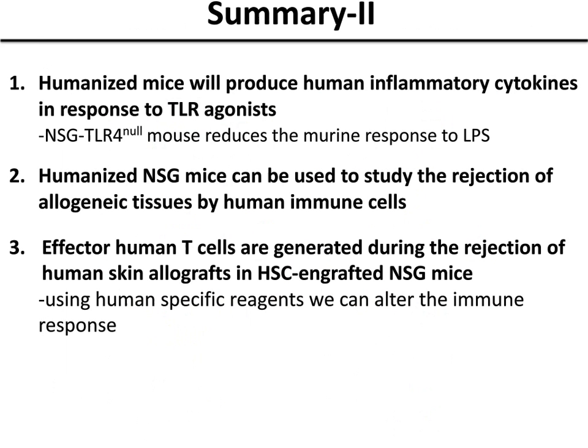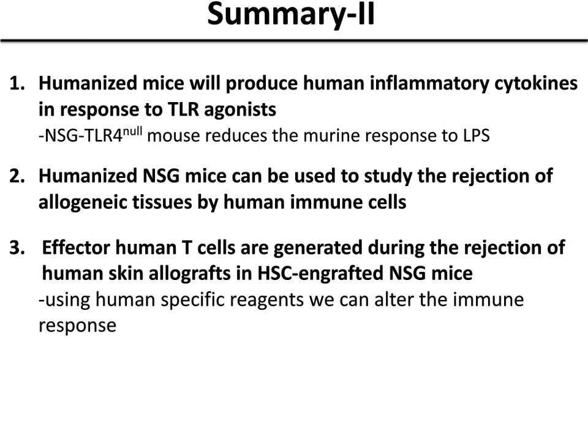So just to summarize the data for the USRC-SCID mouse models, we've shown you that the humanized mice will produce human inflammatory cytokines in response to TLR agonists, demonstrating the functionality of the innate immune system and grafts in these animals. And the TLR4 mouse model really reduces that mouse response to LPS and allows us to specifically focus in on the human response. I've shown you that humanized NSG mice can reject allogeneic tissues by human immune cells, and now we can test therapeutics in that model. And finally, I've shown you that effector human T cells are generated during the rejection of human skin allografts in our HSC grafted animals. And then we can use, again, specific therapeutics to alter that human immune response.